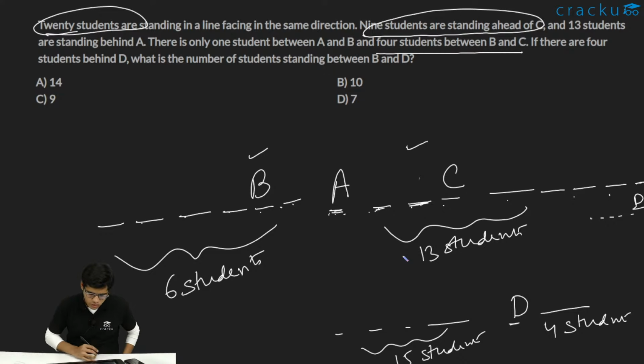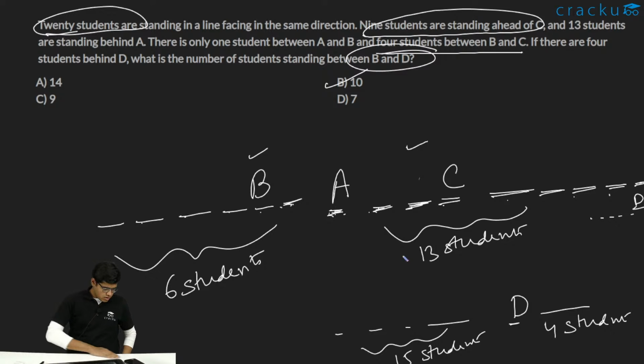Fine. So we need to find the number of students between B and D. So the number of students between B and D will be 1, 2, 3, 4, 5, 6, 7, 8, 9, 10. So the correct answer is option B, 10. Option B is the right answer, guys. A lot of you guys have had confusion. C, D, I can see a lot of responses C and D. 9 is not the right answer. It is 10. Do check it once again. Any doubts, please tell. I will again explain the question.